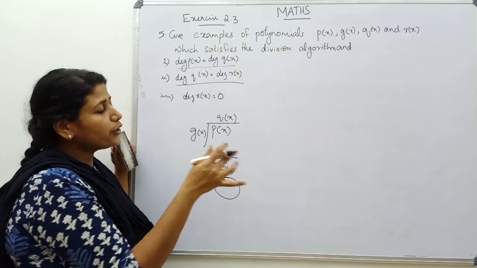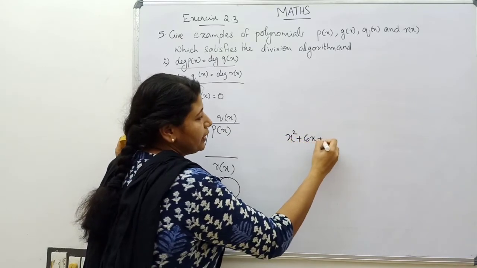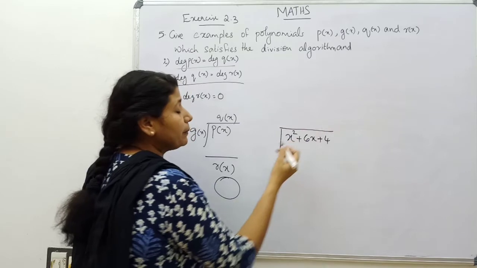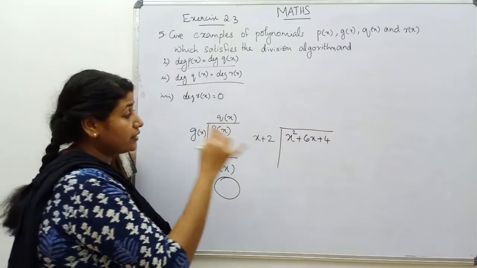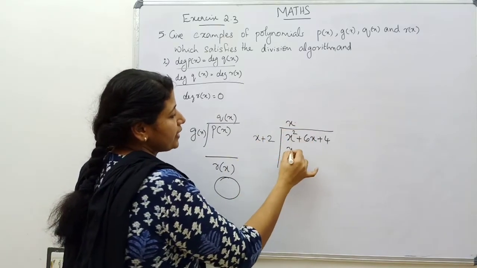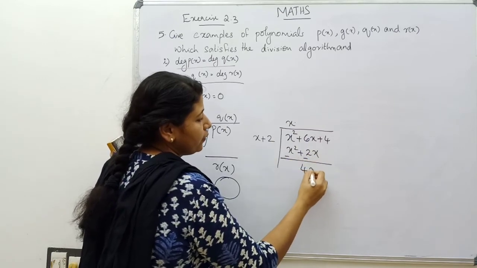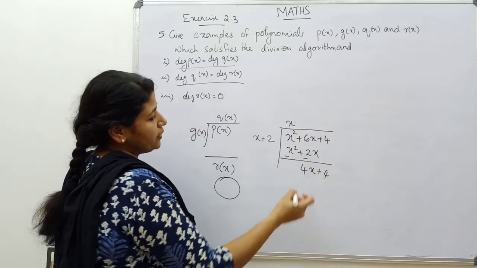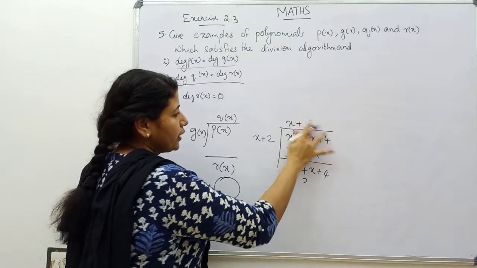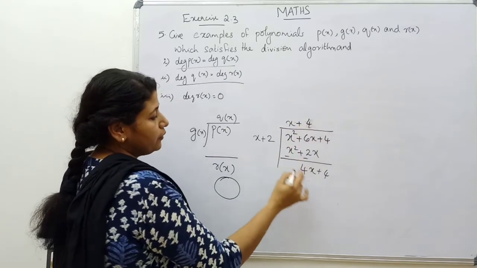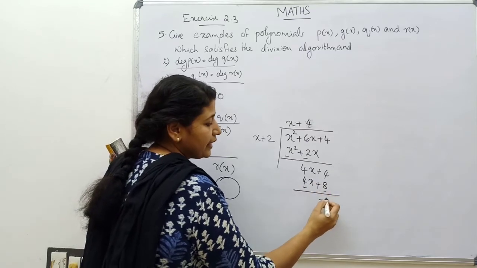Okay. So moving on to an example, I am taking p of x as x square plus 6x plus 4, a quadratic polynomial, and dividing it with a linear polynomial which is x plus 2. Then x into x is x square, x into 2 is 2x. Subtract, you will get here 4x plus 4. Here you can take 4, then only you will get 4x here. 4 into x is 4x, 4 into 2 is 8. Then you will get a remainder of negative 4.